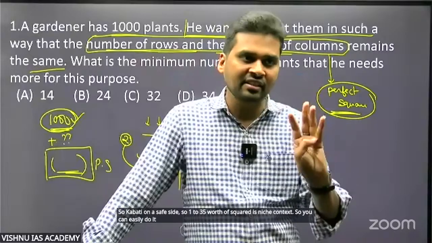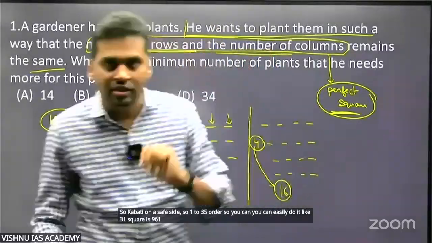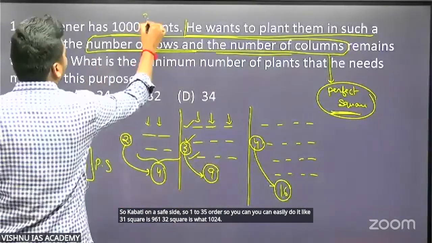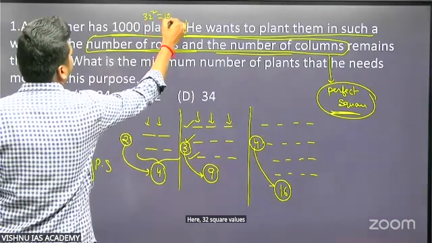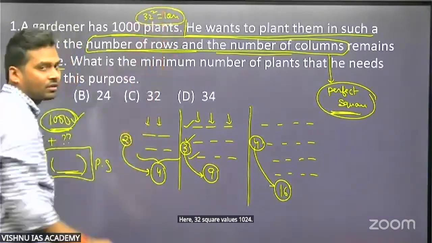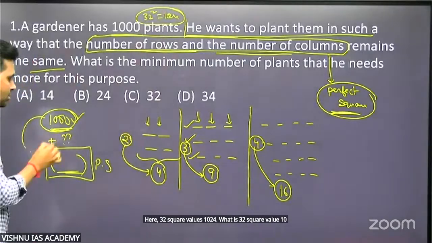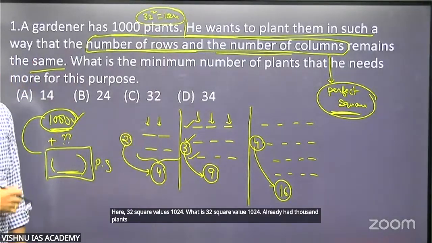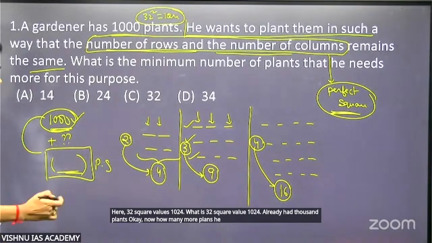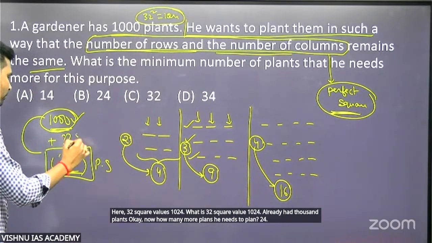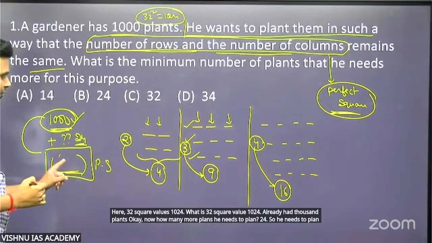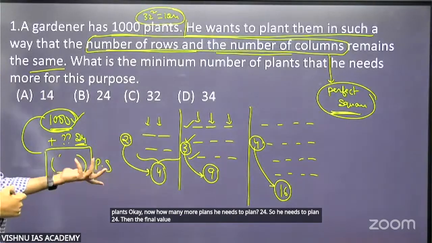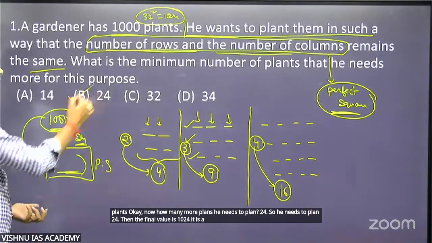31 square is 961, 32 square is what? 1024. Here the 32 square value is 1024. Already he had 1000 plants. Now how many more plants does he need to plant? 24. So he needs to plant 24. Then the final value is 1024. It is a perfect square. So the answer is 24.